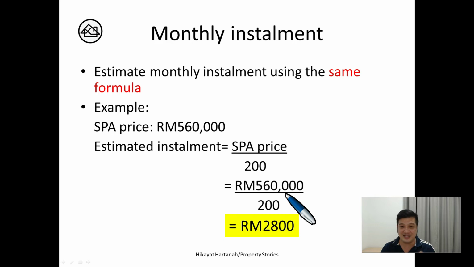This is just the same formula used for loan eligibility. You just reverse it back, and you can get your monthly installment. Very simple, less than 5 minutes can do. So this is your estimated monthly installment on a 30 years loan.